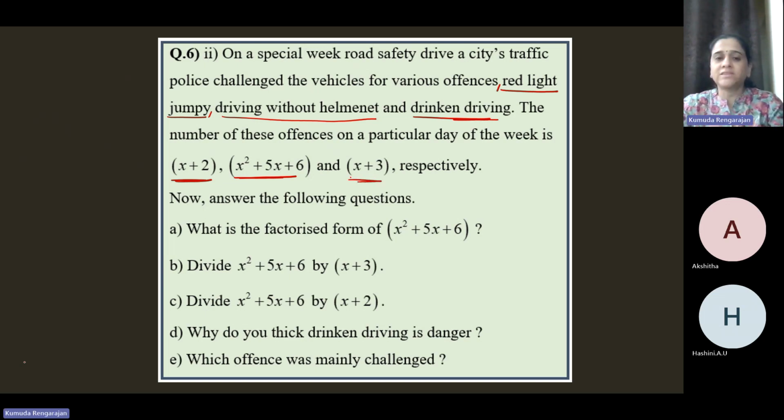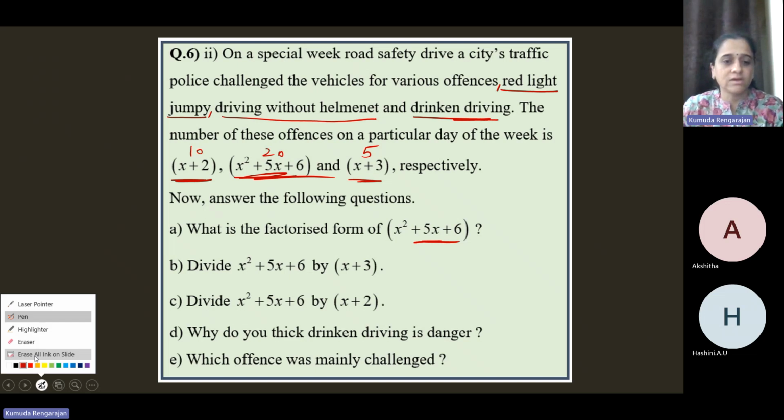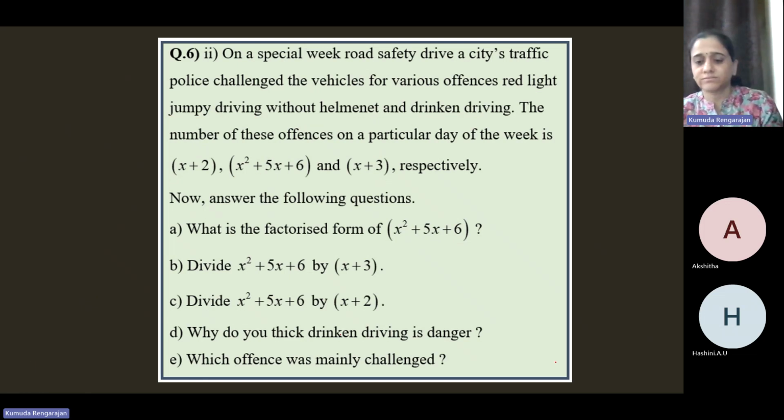Like the police has caught some 10 people jumping the signal, some 20 people driving without the helmet, and maybe some five who are drunk and driving the vehicle. So instead of giving numbers, expressions are given to you. Now we'll have to answer these questions. What is the factorized form of this one? I think the questions are simple. Please try.